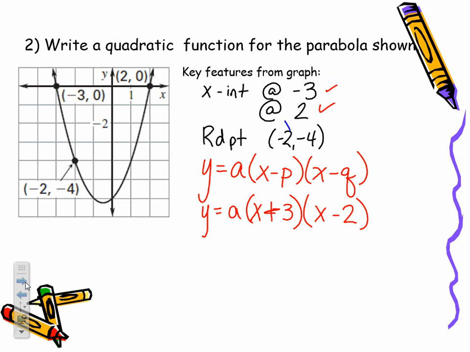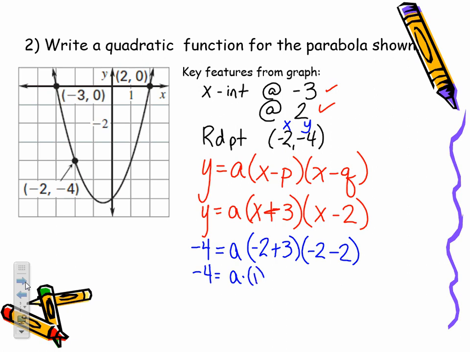Every random point has an x part and a y part. So we'll go ahead and stick those in. The y is -4 equals a, plugging in the x part of the random point, (-2 plus 3), and another x part, (-2 minus 2). Now we can go ahead and calculate this. This side over here is -4, still have an a. There's multiplying here. -2 plus 3 is a 1. And then -2 minus 2 is a -4. So I have a times -4, so -4a.